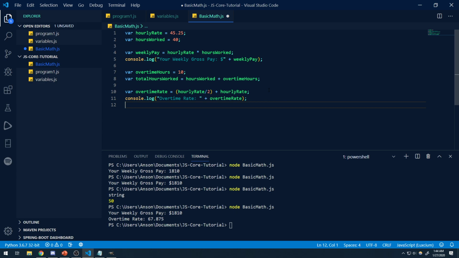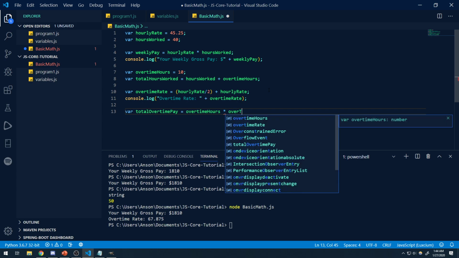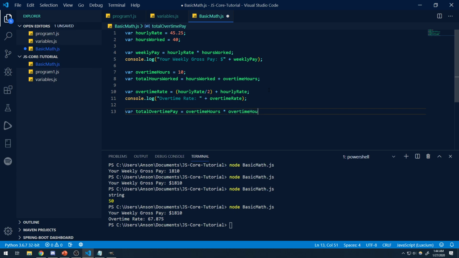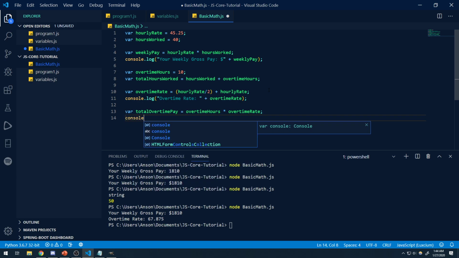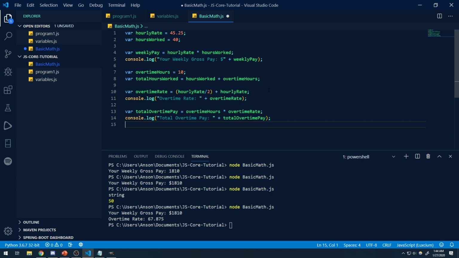What we need to do next is take the overtime rate and multiply that with the overtime hours to calculate the total overtime pay. So we're going to say var total overtime pay equals overtime hours multiplied by overtime rate. This is going to give us the total overtime pay. Again, we're doing string concatenation, very simple stuff.